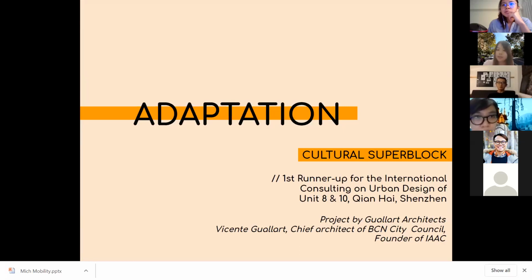And this cultural superblock project is proposed for Shenzhen. So it's the first Asian context to try this, and it's for an international competition. And this is my previous project with my previous firm. I was working with Vicente Guallart, just to give a little information. He was the chief architect of Barcelona City Council, and also he's the founder of IAAC. So he is really familiar with all this urban strategy from a public sector point of view.